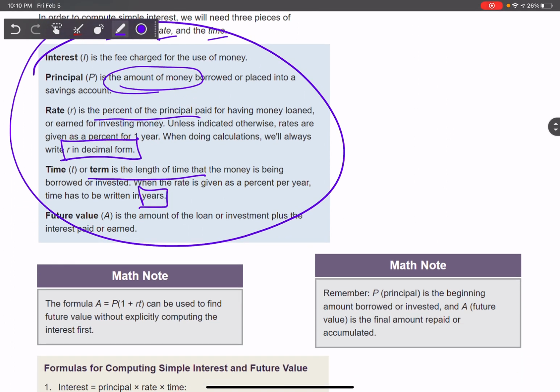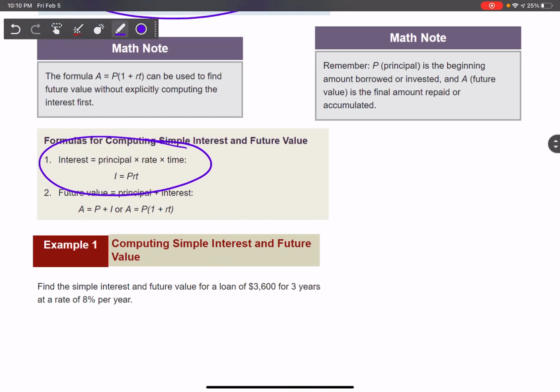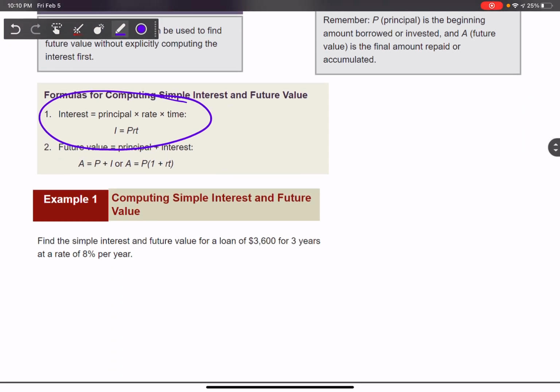All right, so for simple interest, we have a simple formula. We have I equals PRT, which is the principal times the rate times the time. All right, so example 1 tells us to find the simple interest and future value of a loan of $3,600 for 3 years at a rate of 8%.